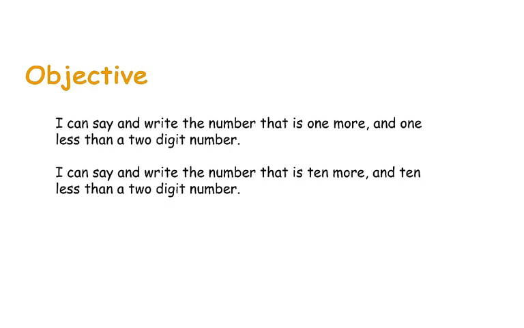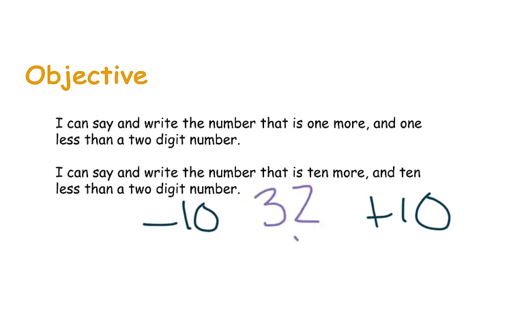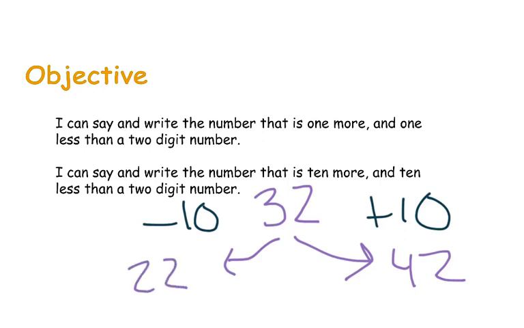Our second objective is I can say and write the number that is 10 more and 10 less than a 2-digit number. So, if my number was 32, I am going to be able to look at it and say that 10 more is 42 and 10 less is 22. So that's what we're going to work on today. And our goal is to be able to do both of those things by the end of our lesson.